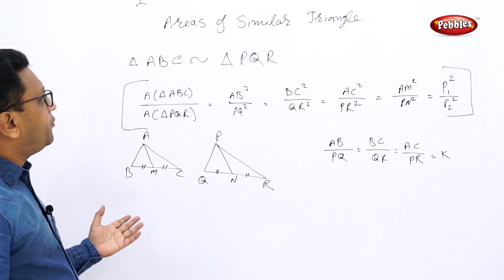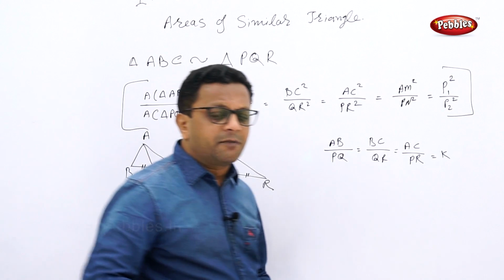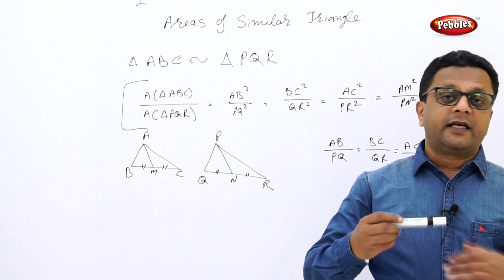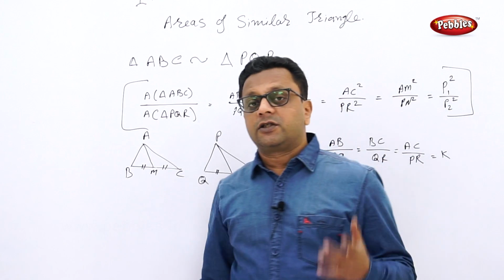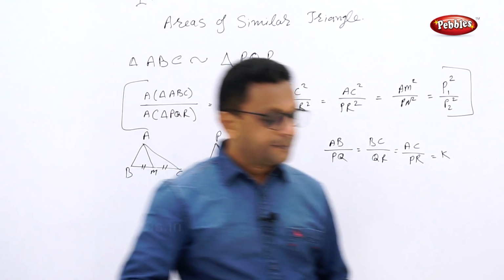Okay, so let us see a few solved examples on the areas of similar triangles. The examples are extremely simple. Let us solve a few examples and then we will go to exercise 1.4. Okay, so let us solve a few examples.